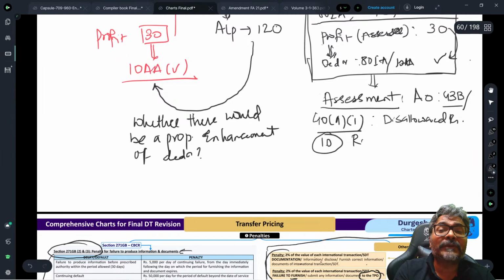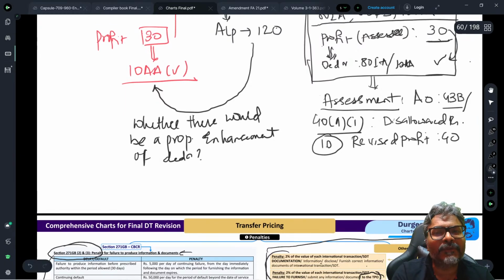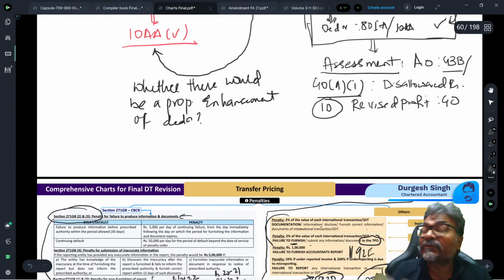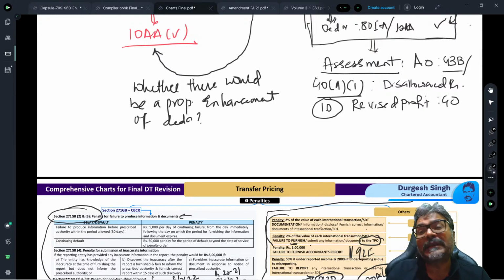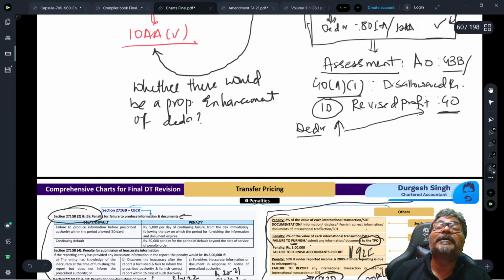So what is the revised profit? The revised profit after the AO's disallowance becomes how much? 40. After the AO's disallowance, students, it becomes 40, because originally SSC in the return of income had shown the profit at 30. The AO, after the disallowance that he has done in the assessment, has made the profit 40. The question therefore to all of you is whether a deduction will also be enhanced on such disallowance, whether the deduction would also be enhanced on this particular disallowance of rupees 10 that the AO has done.